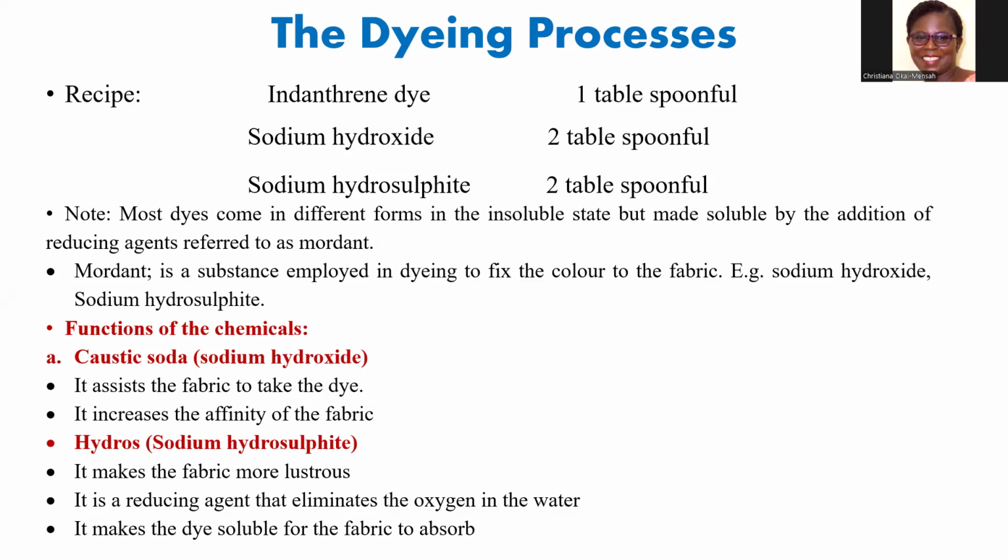The caustic soda, sodium hydroxide, assists the fabric to take the dye. So you open the pores so that the fabric can take the dye. Then it increases the affinity of the fabric. It opens the pores, and as the pores have been opened, then it can absorb. These are the two things that the caustic soda does. Then the sodium hydrosulfide, that's the hydrous. It makes the fabric more lustrous.